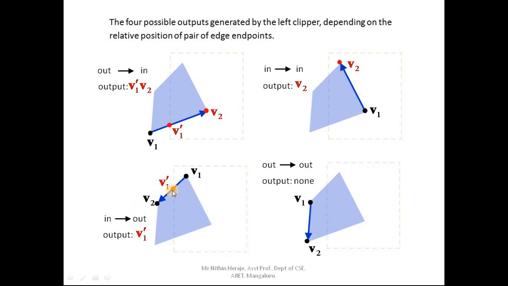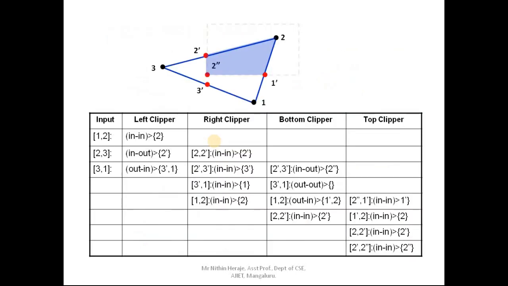Alright, so if you look at these four cases, the only difference is in outside to inside. When it is outside to inside, in the output you need to find the new point, and the endpoint, both have to be given. Since the starting point is not considered, this becomes the new starting endpoint. That's why you are going to give 2 points over here. So these are the four different cases. Now we'll look into the example, how it goes.